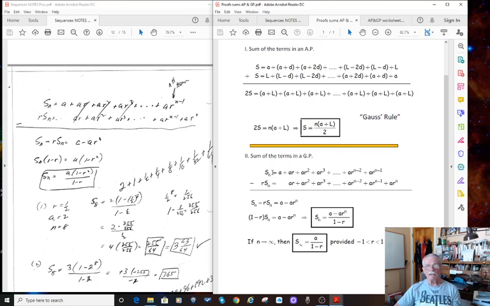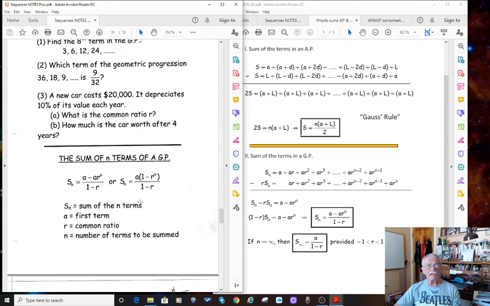S sub n, meaning it's the sum of the first n terms. So I simply write them out. A is how much I started with. A times r would be the next term, ar squared, ar to the cubed, and the nth term is actually ar to the n minus 1, which is the formula that we've been dealing with all along.